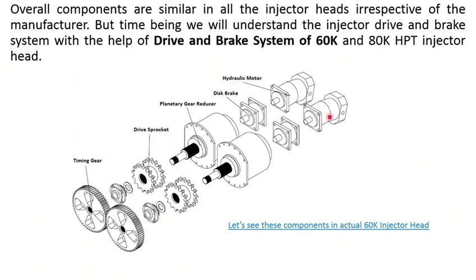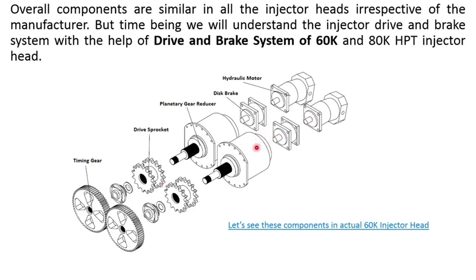Now let's summarize again the drive and brake system. There are two hydraulic motors which convert hydraulic energy of the hydraulic oil into the rotational energy. Then this rotational energy is provided to the planetary gear reducer through the drive shaft. Then the planetary gear reducer converts the speed into the torque, and then this torque is provided to the drive sprockets, and then these drive sprockets drive the chains.